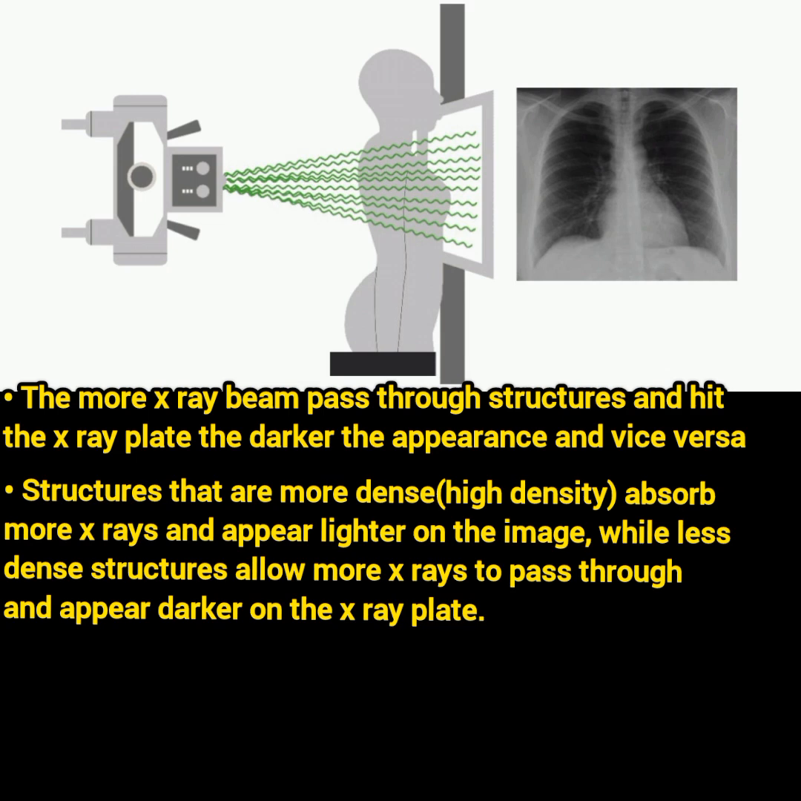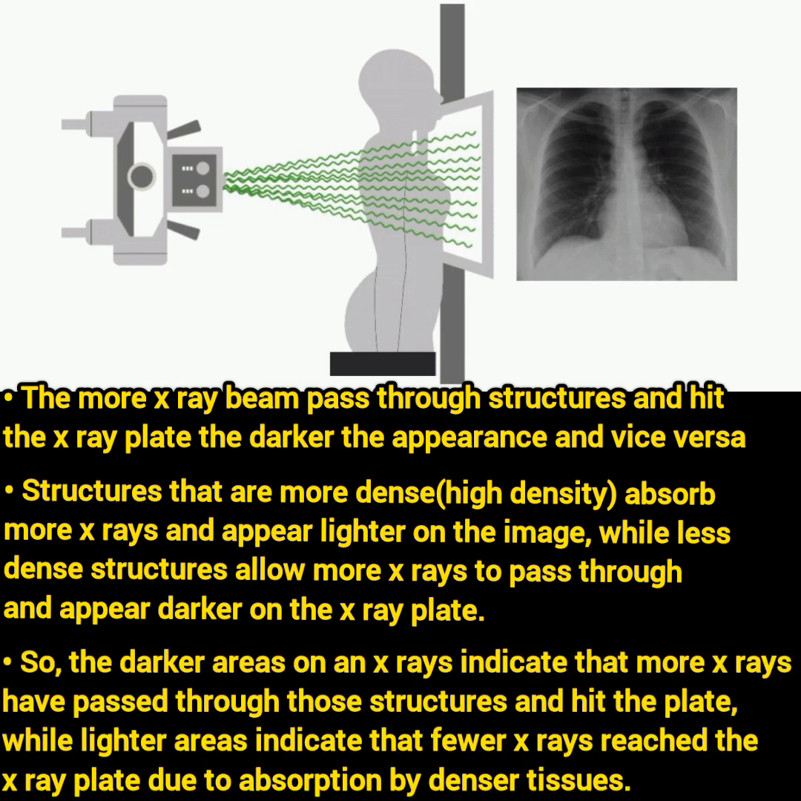So the darker areas on X-rays indicate that more X-rays have passed through those structures and hit the plate, while the lighter areas indicate that fewer X-rays reach the X-ray plate due to absorption by the denser tissues.